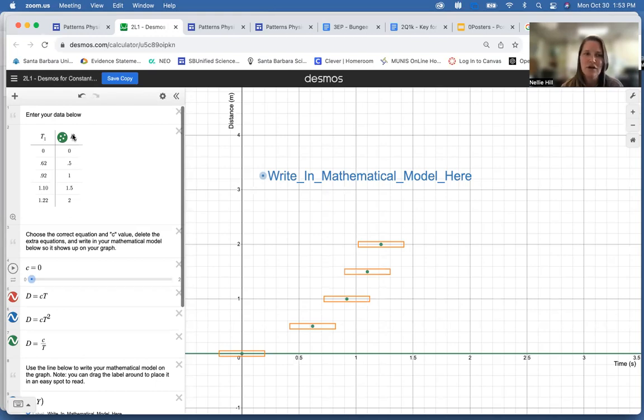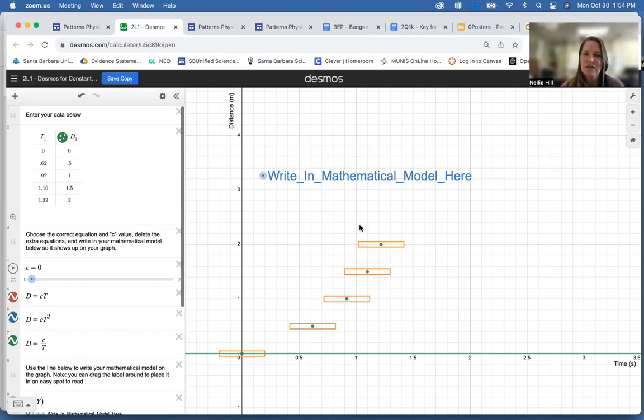And again, this was the constant acceleration lab, so students were rolling ball bearings down ramps. So I've preloaded the data, and you can see it in the display in my Desmos. And I would encourage you to go ahead and take the data and open up your own Desmos and try this out.